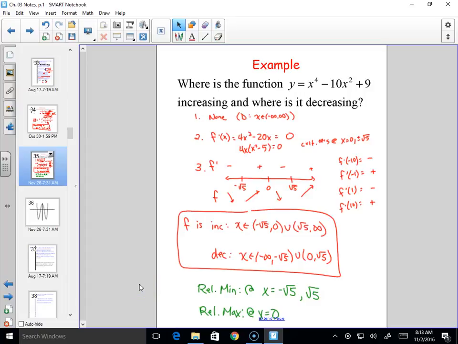Sign chart. Look at that last example that we did yesterday. We're looking at the signs of the first derivative because we don't have a graph. All we have is an equation. The question was, how do we separate into intervals the domain of a function?